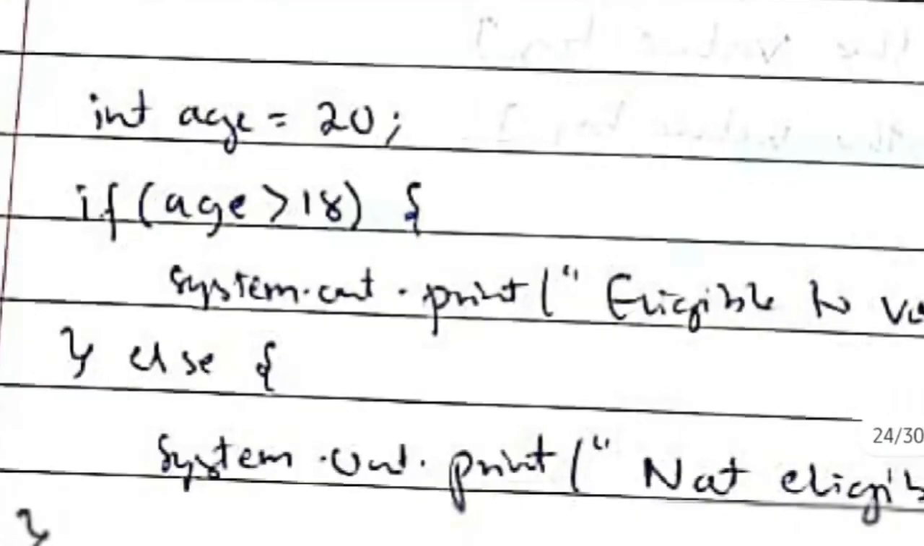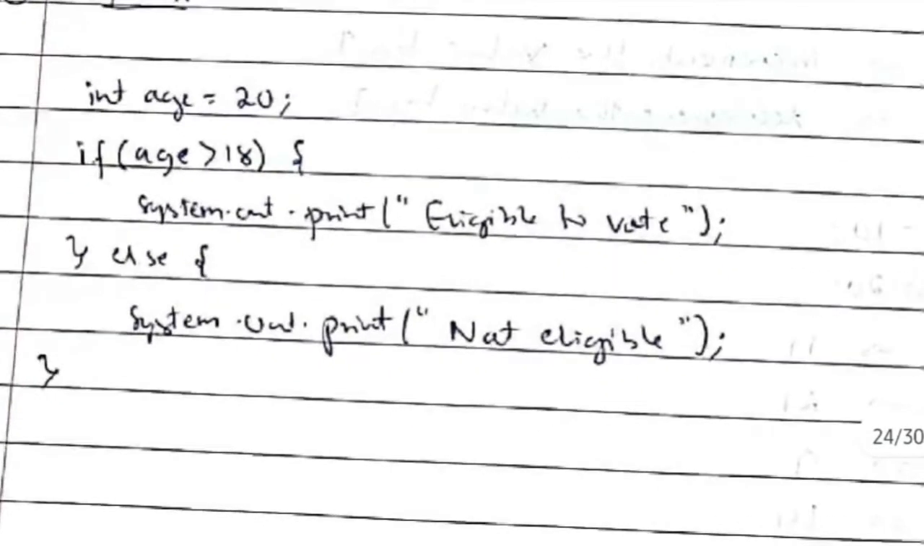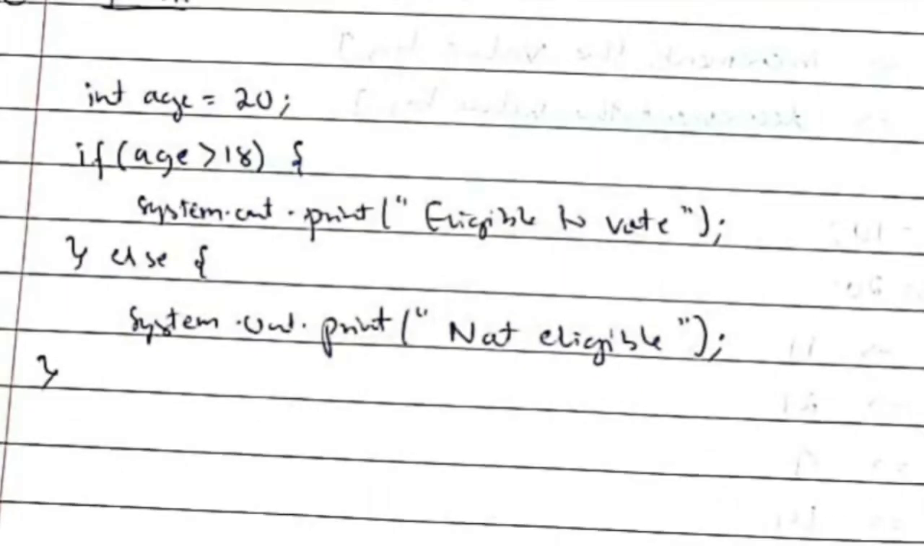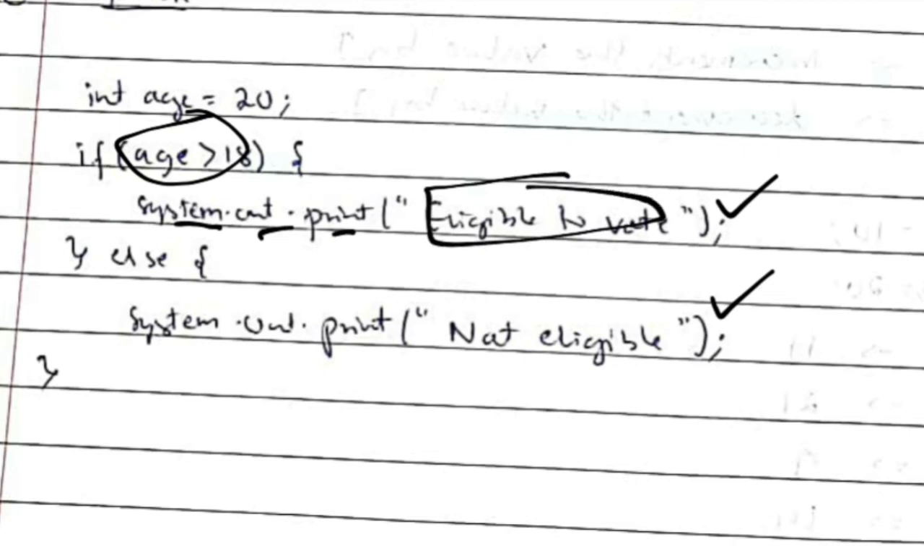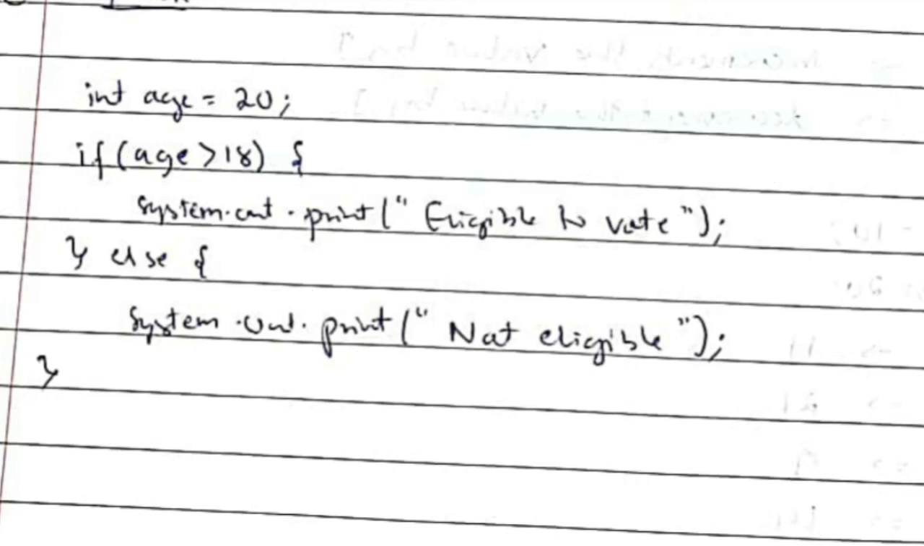Suppose that int age is defined as 20, so the value of age is 20, and by using an if else we can print either this or this. Okay, if age is greater than 18, system.out.print eligible to vote, or if it's less than 18, system.out.print not eligible to vote. Okay, so by using if else, either this one or this one will be executed.